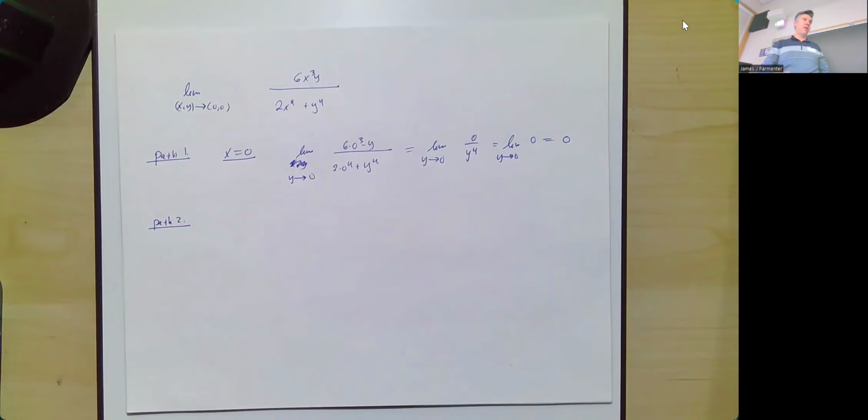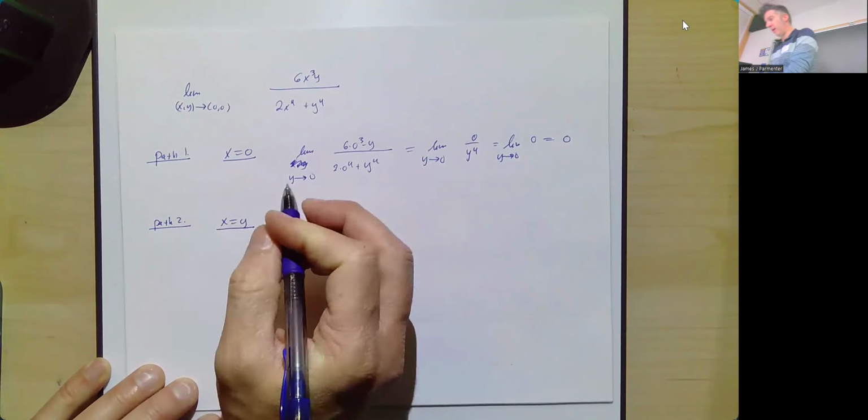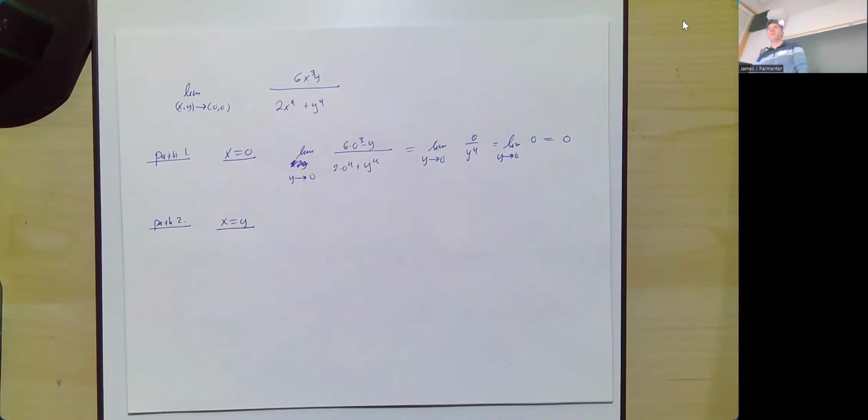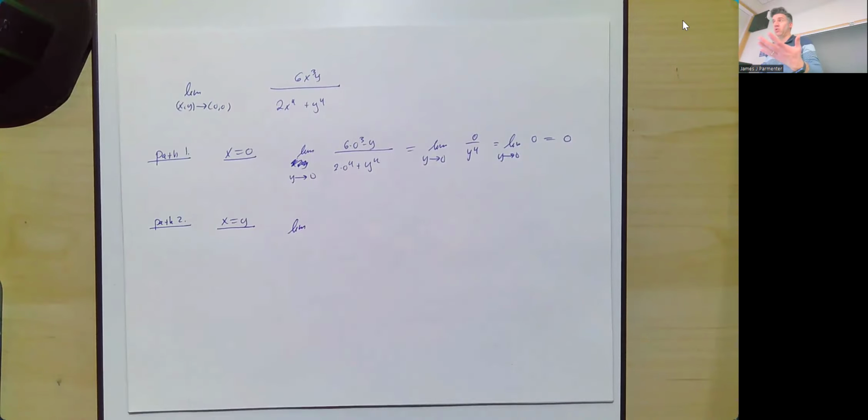x equals y seems like a great choice. And I think that's a great choice because we can see that if we do that, the degree on top and the degree on the bottom are going to end up being the same. So you can either replace the x's with y's or the y's with x's. It doesn't matter which you choose.